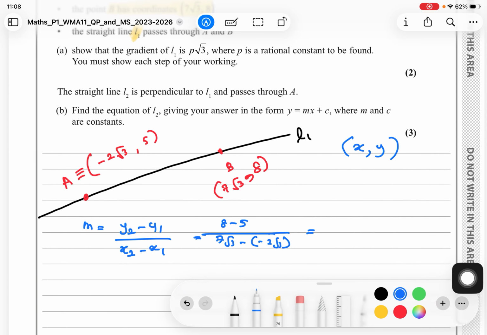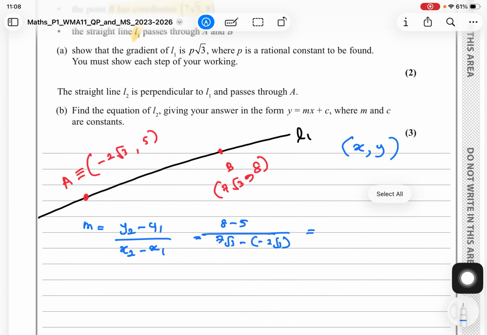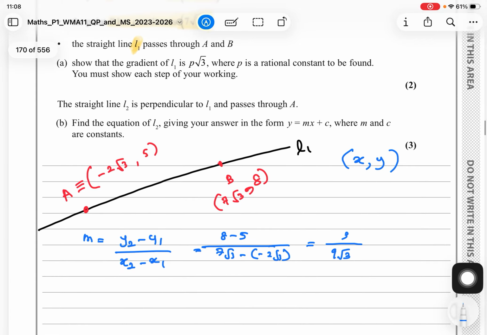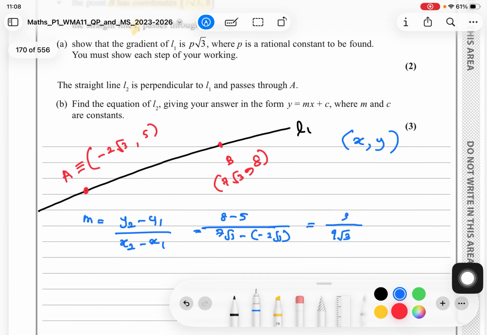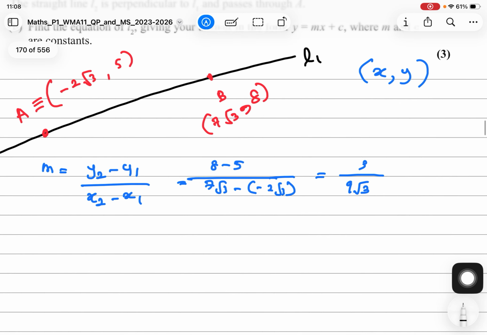Once we have this, we can easily go there. That's 3 divided by 9 root 3. But they are asking us for the form of root 3 on the top and a p number. So our m is going to be, the 3 and 9 cancel, so it's going to be 1 over 3 root 3.